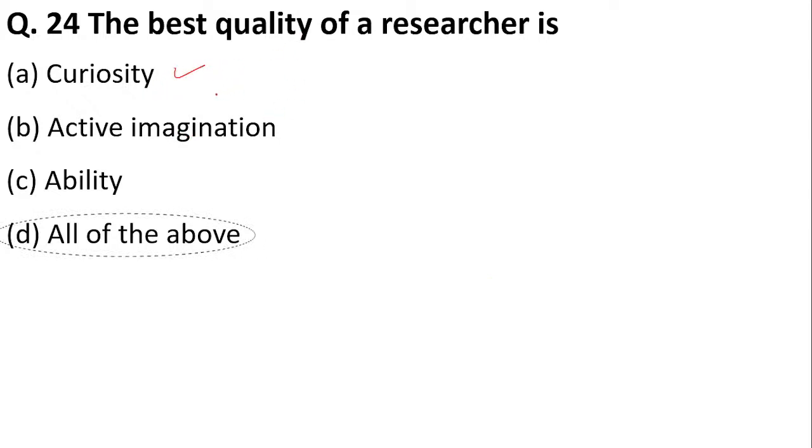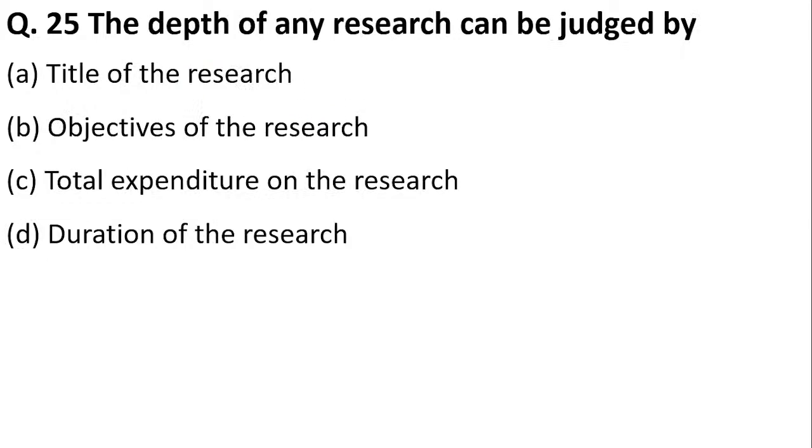Curiosity, a researcher should have it, means he should be eager to find the answer to his research. There should be imagination, he should be able to think from a different perspective. He should have the required level of ability as well. He should know about research, how research is performed, what are the methods used, all the ethics. So the ability also he should have. The best quality of a researcher is all of the above.